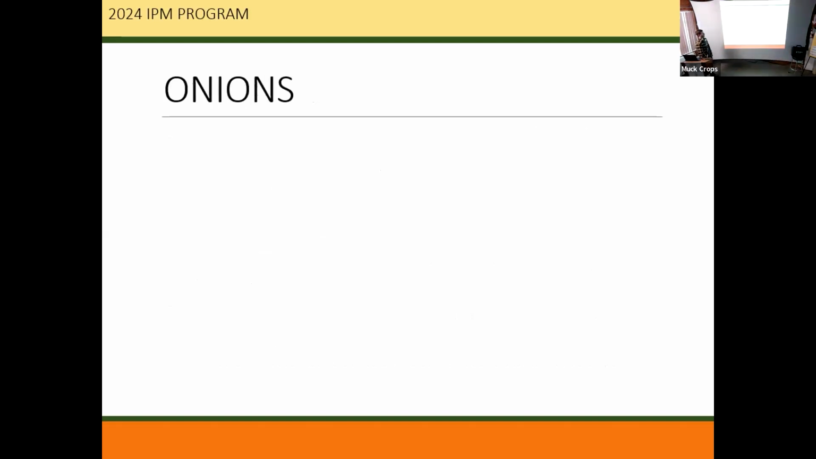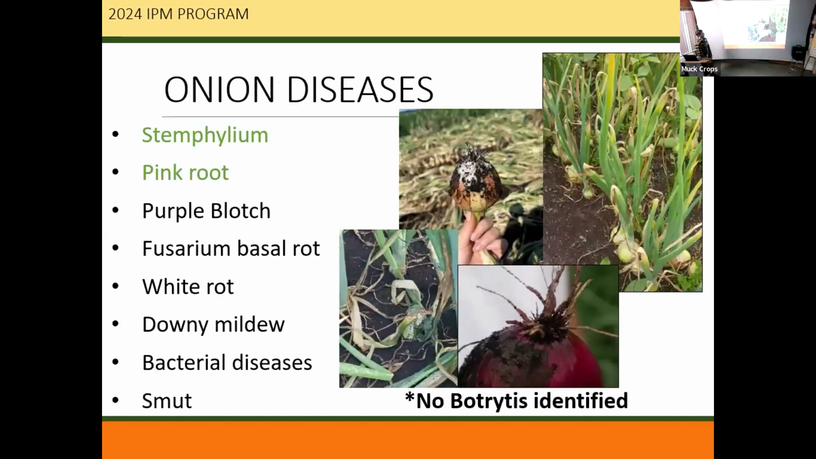All right, now moving on to onions. The main onion diseases that we were finding last year, well, the main one is Stemphylium. We did find quite a bit of pink root, but pink root severity was very low. Purple blotch and a little bit of downy mildew here and there, but as Mary Ruth had mentioned too, it was really kept at bay, and some bacterial diseases with the wet conditions and the fairly warm temperatures.